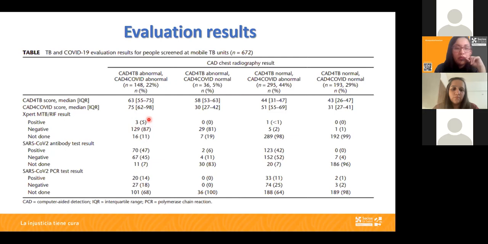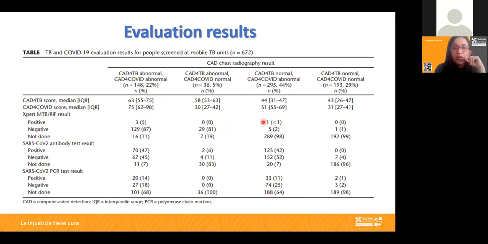In this regard, we have 5% who were positive for CAT4 TB abnormal and CAT4 COVID abnormal, but these were positive results for GeneXpert. Additionally, we had one more person affected by TB, for whom CAT4 TB was normal, but for CAT4 COVID, it had a degree of abnormality. So how did we enroll this person? Well, because this person also showed symptoms. And in addition to the X-ray screenings, there is a physician who does follow up with people who either have an abnormal X-ray or who are showing symptoms according to this algorithm.